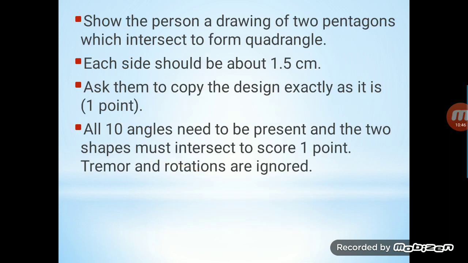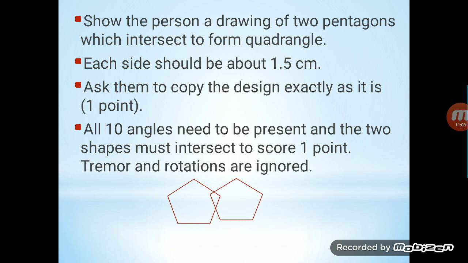So the next is show the person a drawing of two pentagons. Okay, so you draw two pentagons like this, and then they should intersect each other. Two pentagons should intersect each other, and they should form a quadrangle.